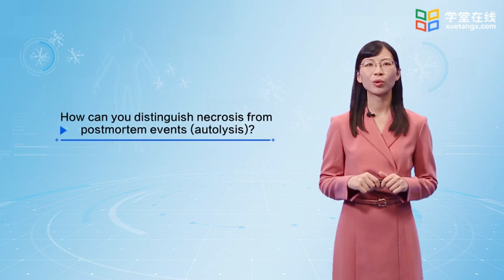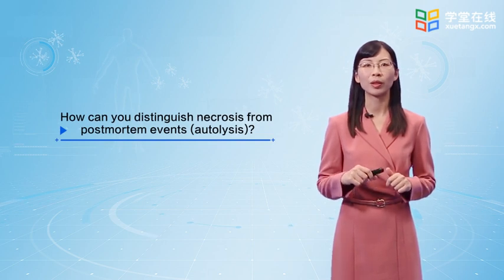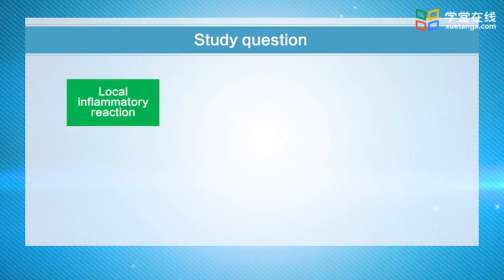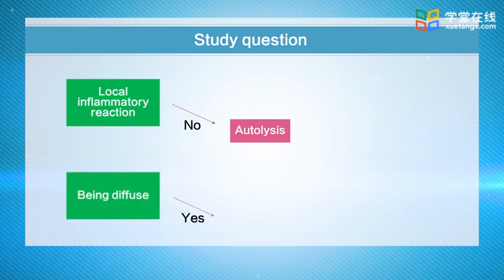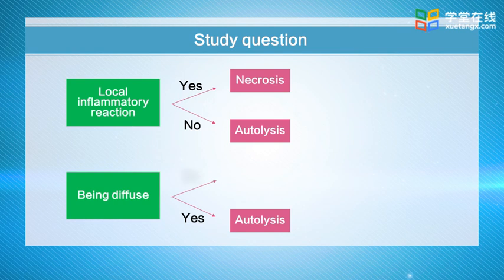Here, I would like to ask you a question. How can you distinguish necrosis from postmortem events? Cell necrosis in living organisms almost always initiates a local inflammatory reaction. Autolysis is the non-localized digestion of cells by enzymes in older cells of a dead body. This is a generalized event that occurs in normal tissues in a dead body. It is distinguished from necrosis by being diffuse and not associated with an inflammatory response.